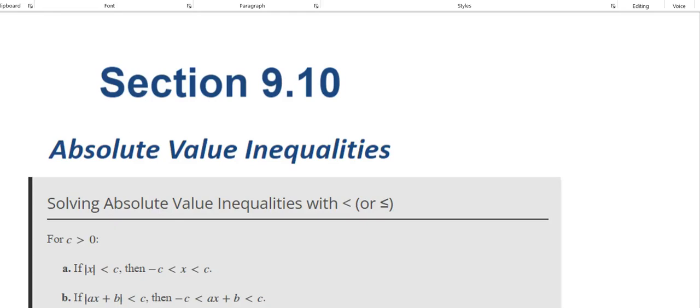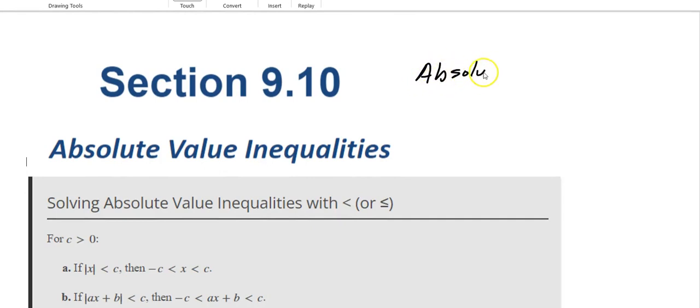Okay, section 9.10, absolute value inequalities. Okay, what I want to be apparent is that we're still dealing with absolute values. So obviously the first thing that should come to your mind is that absolute value still denotes distance.